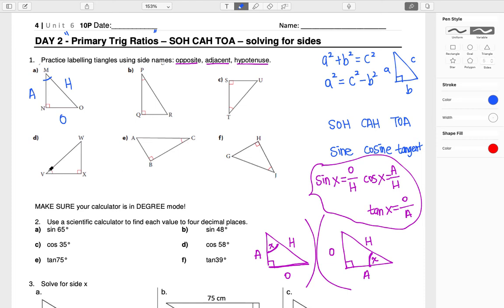What about letter D? We're given the starting angle V. This must be the hypotenuse, opposite from 90 degrees. And this length is opposite from my starting angle. So the length WX is opposite, and the length VX, which is right beside the angle, is adjacent. Okay.